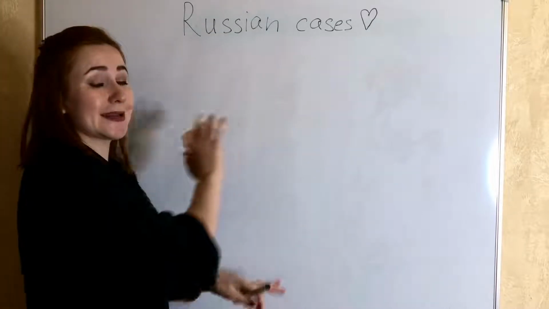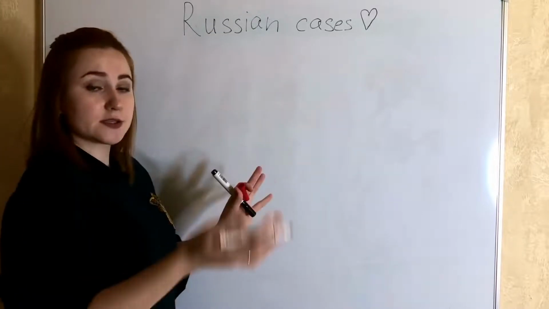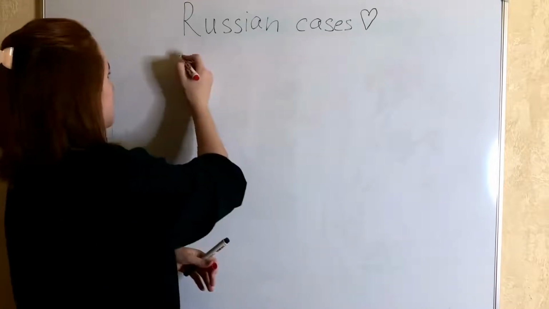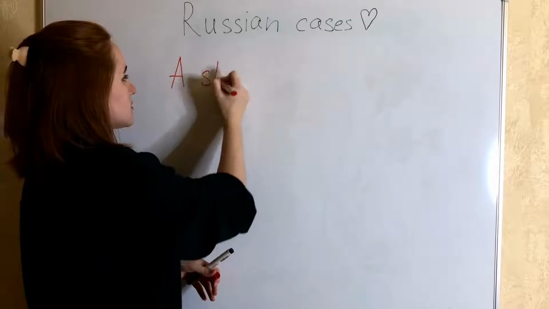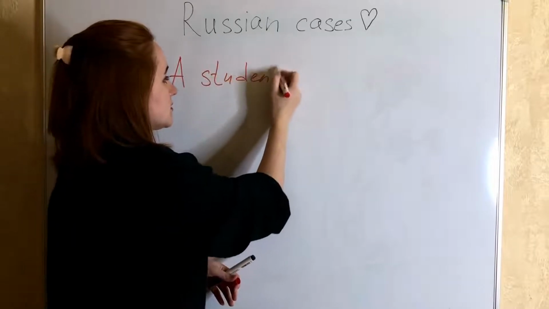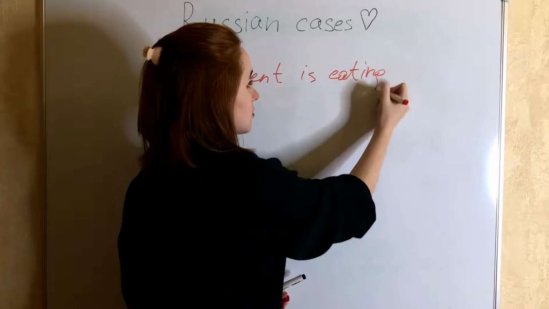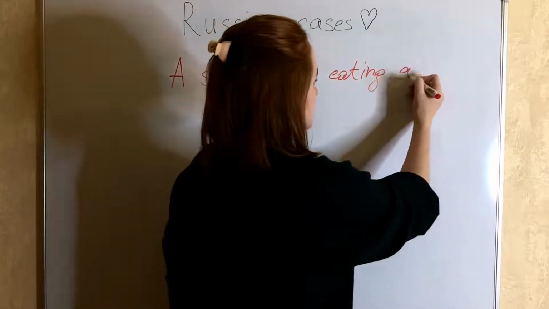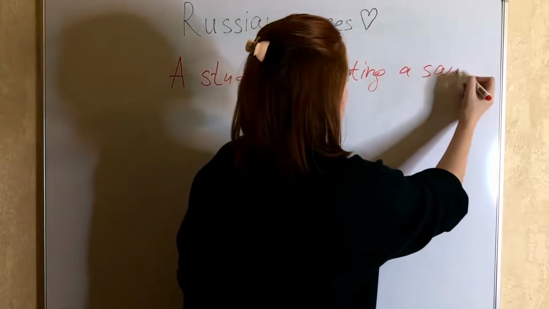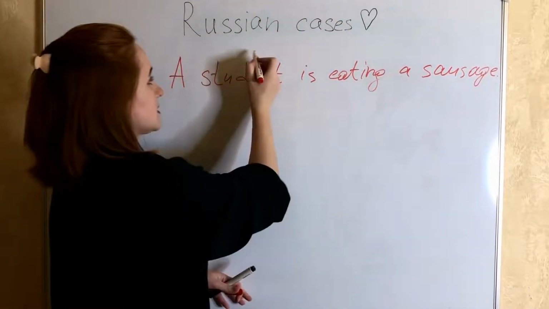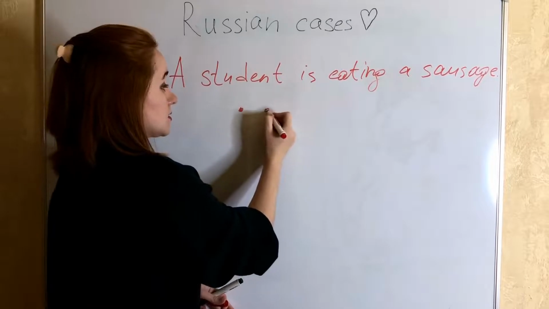So let's take an English sentence. A student is eating a sausage. A student, let's write it down. A student is eating a sausage. Sausage. I hope you can see it. A student is eating a sausage.